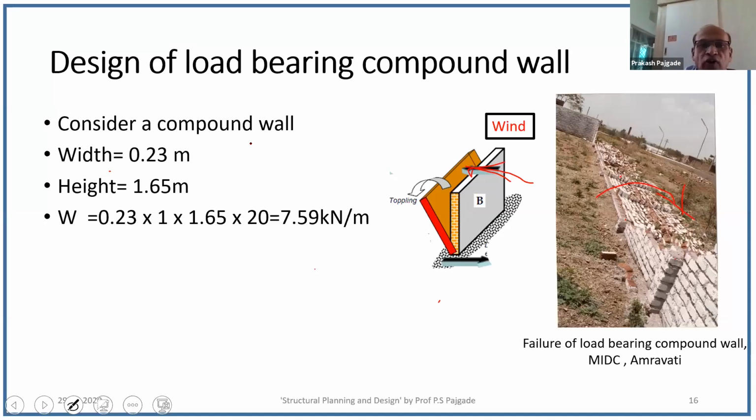Height of compound wall is, let's say, 1.65 meter. So if we calculate the load, then 0.23 is the thickness, and in running length we will consider 1 meter for calculation. So 0.23 into 1 into 1.65. So we'll consider a block of length 1 meter, height 1.65 meter, and density of brick with plaster, let's say it is 20 kilonewton per meter cube. So this is the weight, 7.59 kilonewton for 1 meter length of wall.